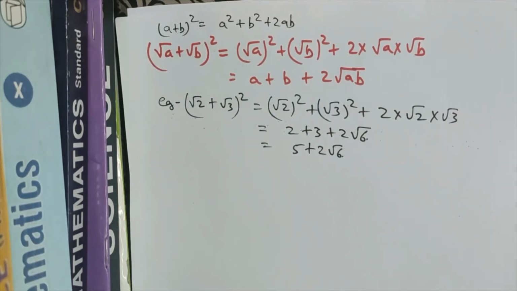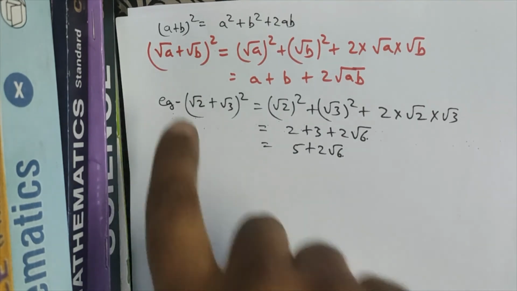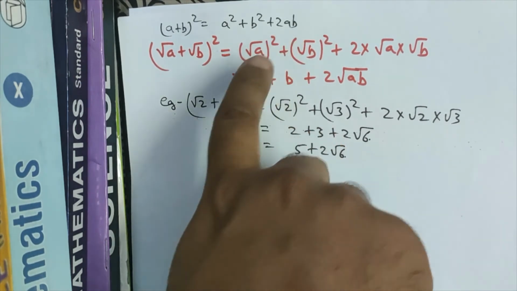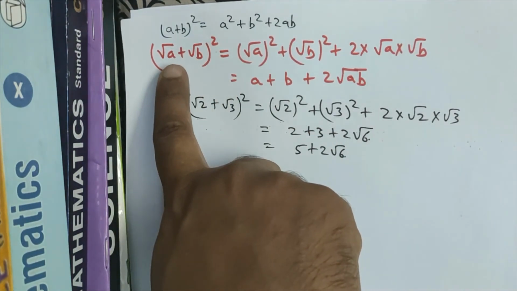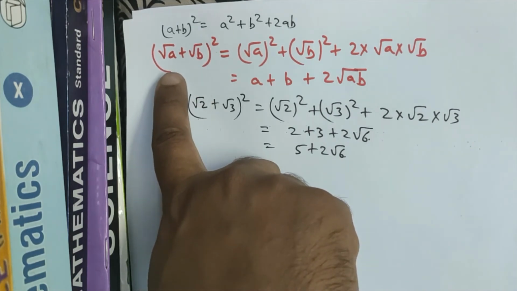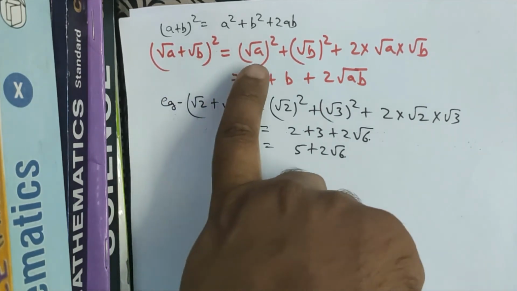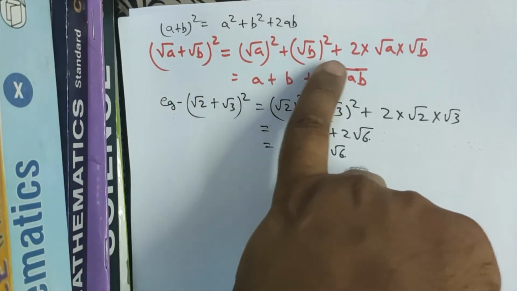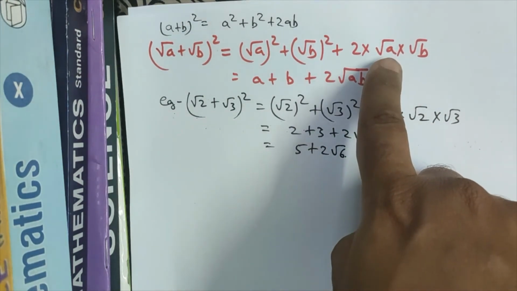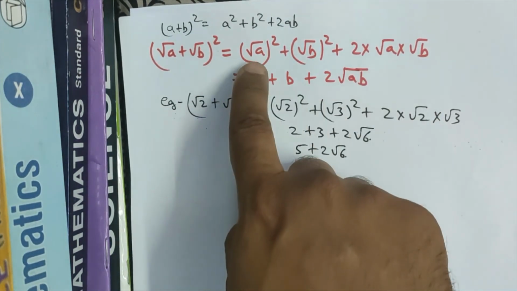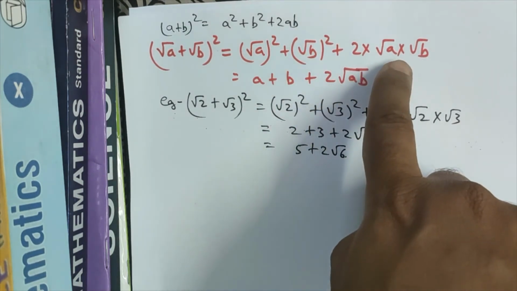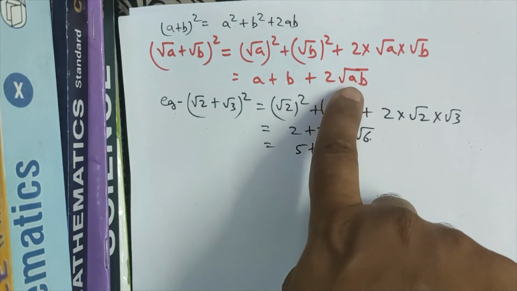Another identity, (a + b) whole square, you have studied in previous class: (a + b)² = a² + b² + 2ab. So here I am replacing a and b by root a and root b. So (√a + √b)² will be equal to (√a)² + (√b)² + 2 into √a into √b. Square of root a will be a, square of root b will be b, plus 2 into root a into root b will be root ab.